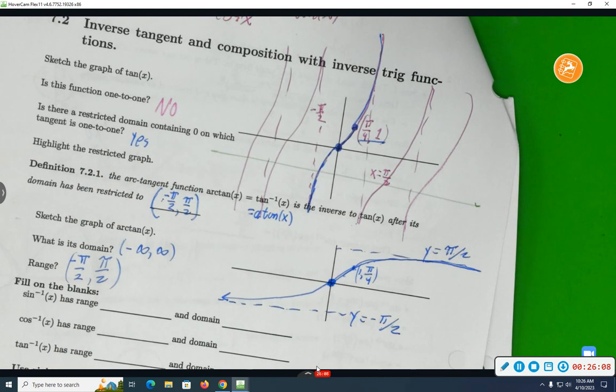Awesome. Cool. Let's just compare and contrast that with inverse sine and inverse cosine. What's the range of inverse sine?